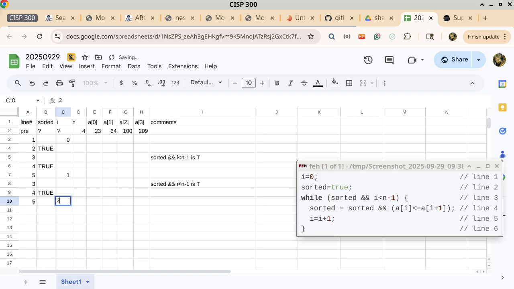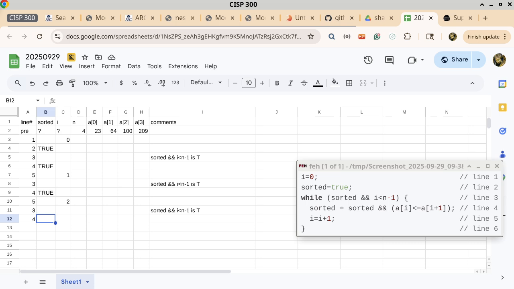We go to line 5, increment I to 2, go back to line 3. So line 3 is evaluating sorted. It is true. Then we evaluate I is less than n minus 1. I has a value of 2. N minus 1 is 3. 2 is less than 3 is also true. So that means the conjunction itself is true. So now we go like, okay, more work to do. Go back to line 4. Okay, so you probably already know. Oh, okay, this time we're comparing column G to column H. We're comparing 100, which is the value, to 209, and 100 is less than or equal to 209.